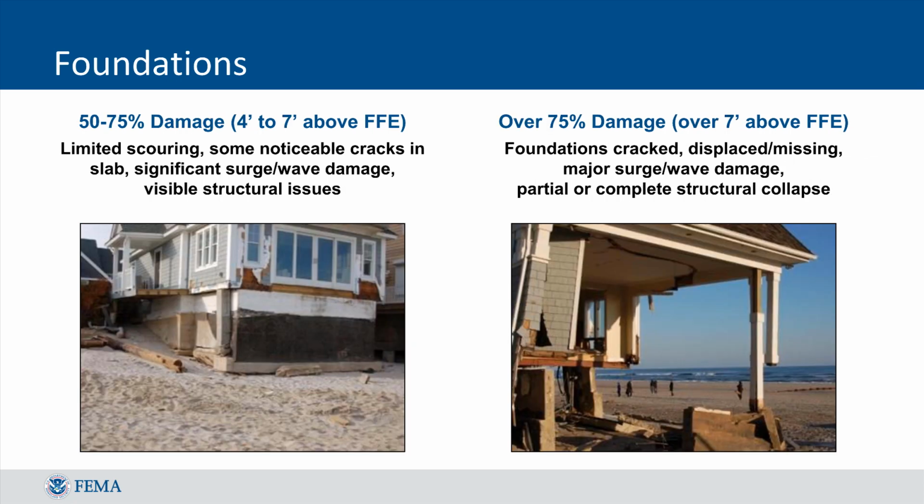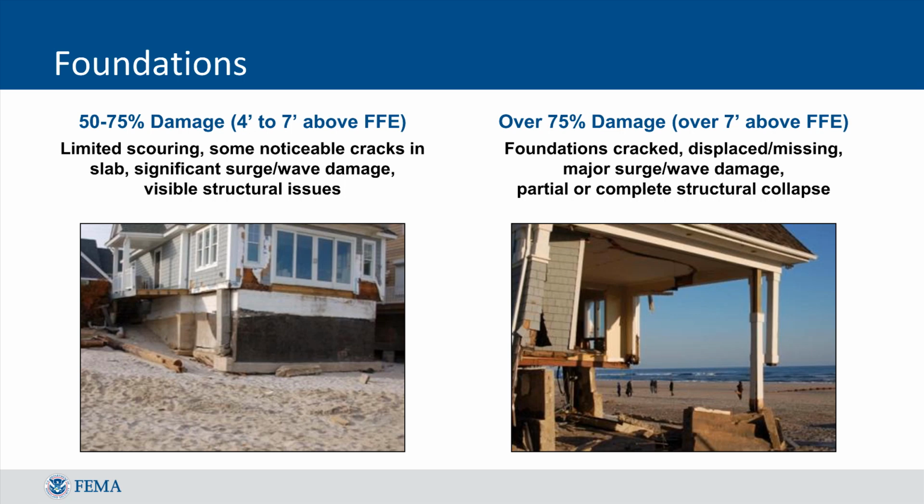Foundation damage between 50% and 75% would be identified in cases where the foundation may initially appear intact, but in which there are actually significant structural issues that make the foundation unstable. The left photo shows a case where the home's foundation is still somewhat supporting the rest of the structure. However, upon closer examination, there were major cracks identified, and the foundation had shifted due to wave action and surge. In the right photo, we can see a structure whose foundation is damaged between 75 and 100%.